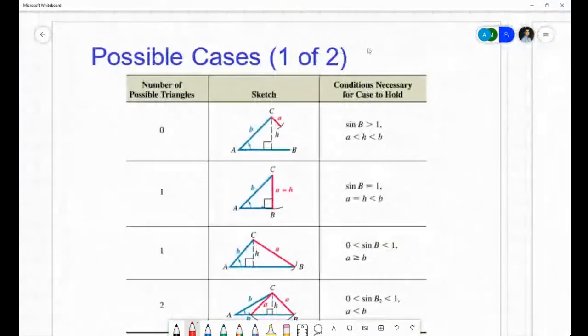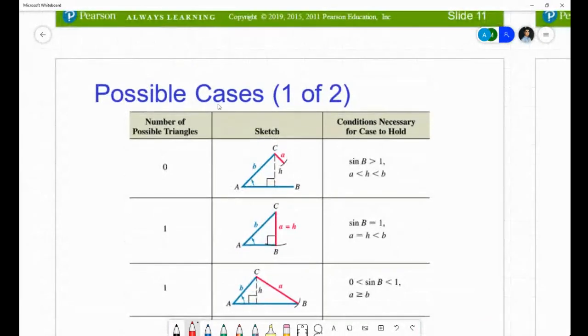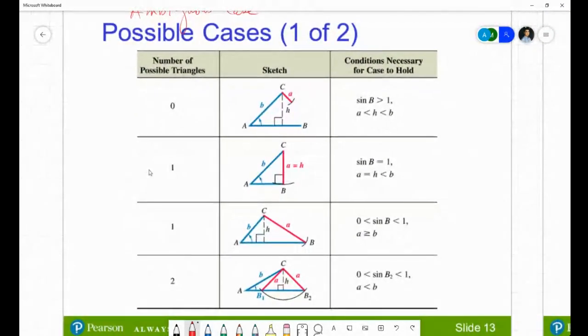All right, so now let's talk about the ambiguous case. So this is side angle, or you can think of it as angle side. Hehe. No? All right, so this is the ambiguous case. It's ambiguous because we don't know whether we can have 0, 1, or 2 triangles. So that's why we have to check.